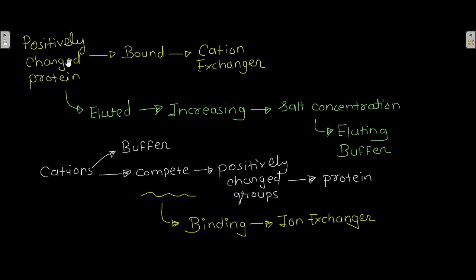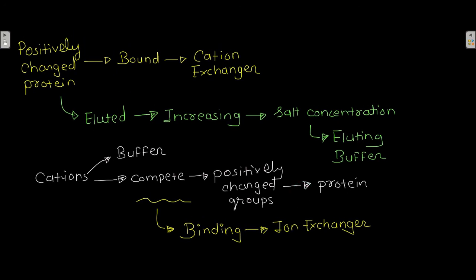Now the positively charged proteins that are bound to the cation exchanger can be eluted by increasing the salt concentration in the eluting buffer. And how will this happen? Well, in the eluting buffer you have salt, and that is the reason why there will be cations and anions. The cations of this buffer will compete with the positively charged proteins to bind to the ion exchanger. So let me just do it with the diagram.